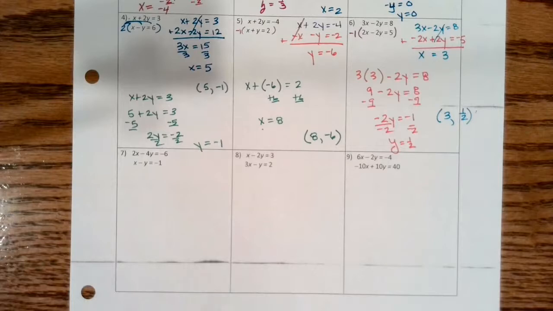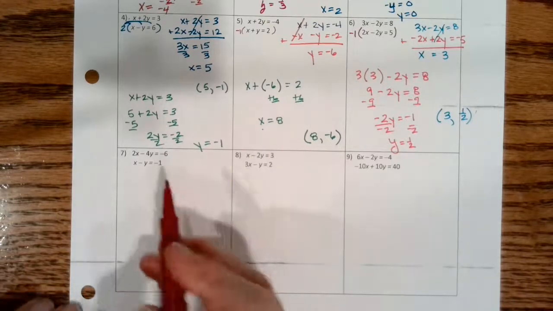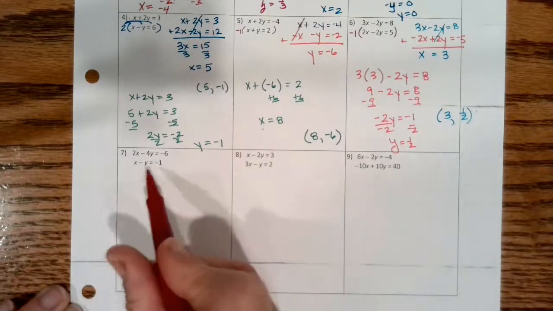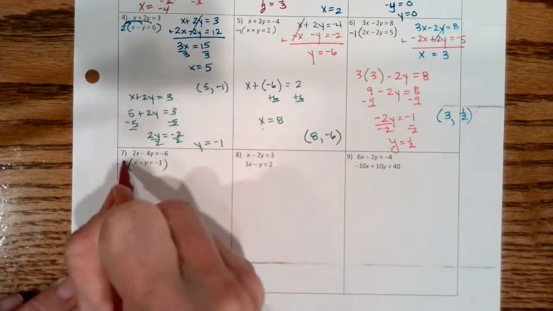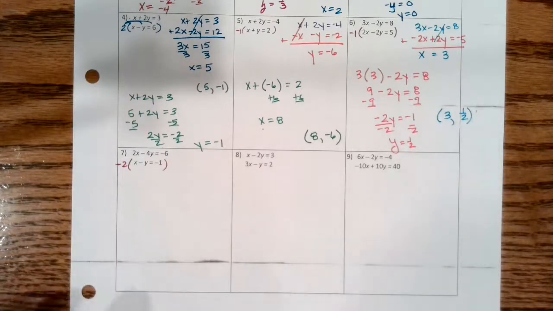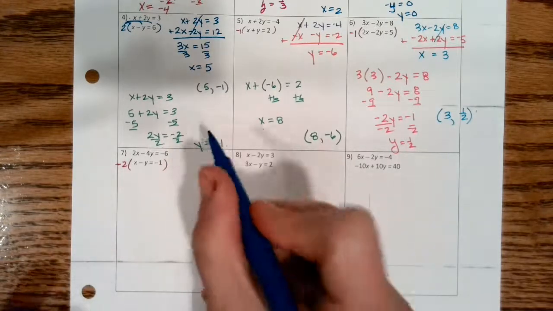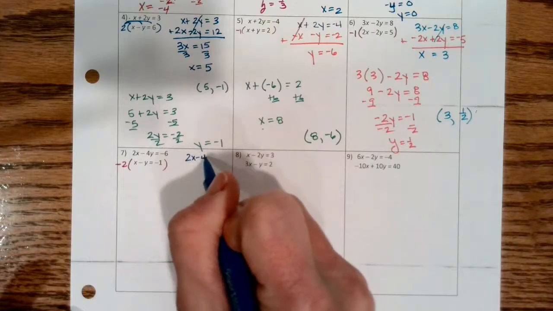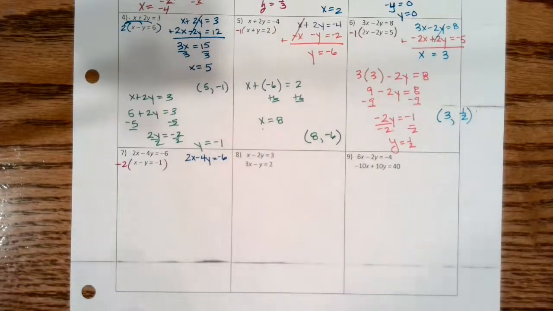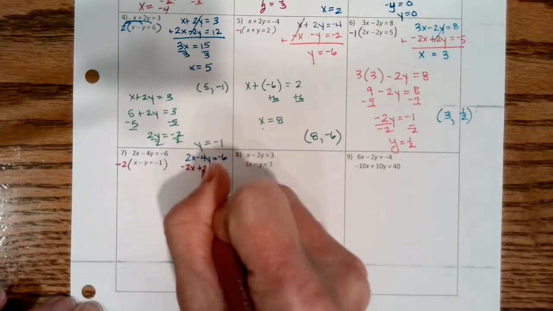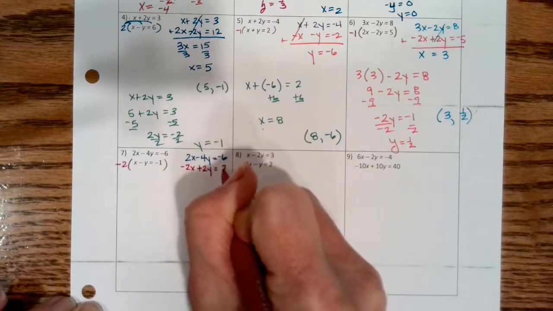Alright, let's do our next one. 2x minus 4y is negative 6, and x minus y. So my terms are all lined up. That's good news. x's and y's and constants. Let's go ahead and multiply this by a negative 2. And I'll cancel out my x's for this round. So this equation stays the same. 2x minus 4y is equal to negative 6. And this equation becomes negative 2x plus 2y is equal to positive 2.